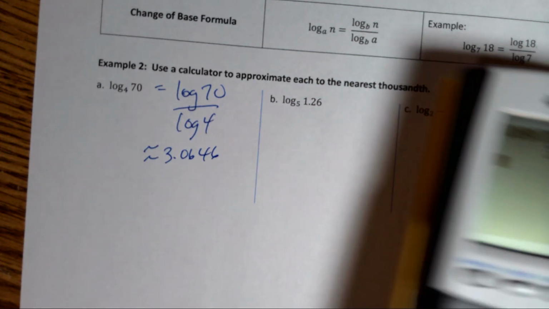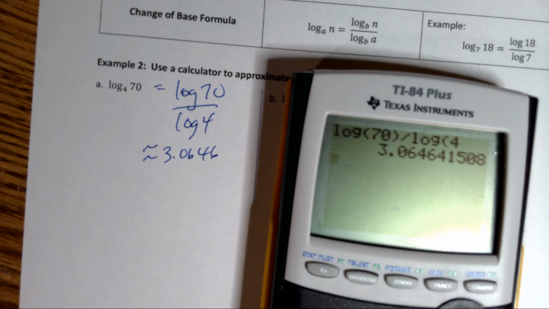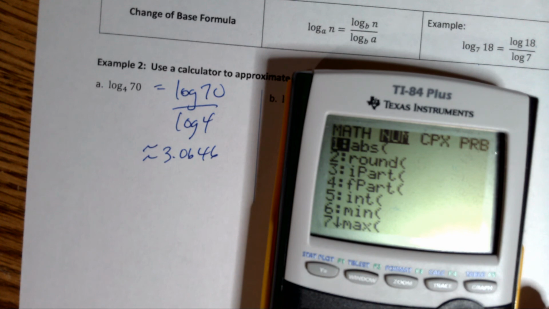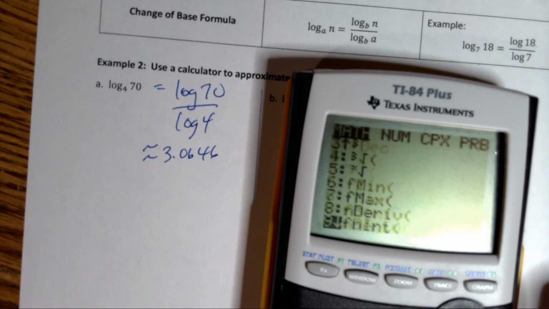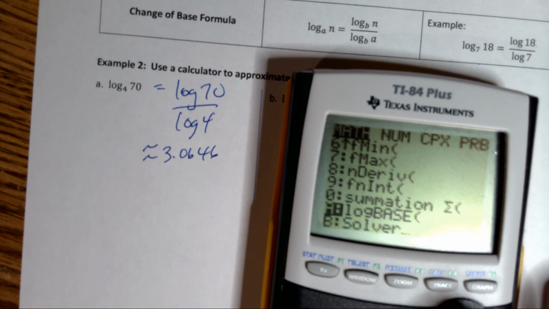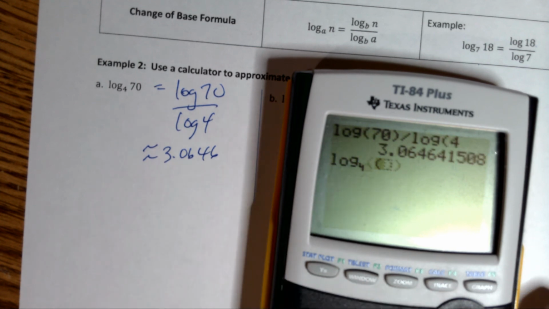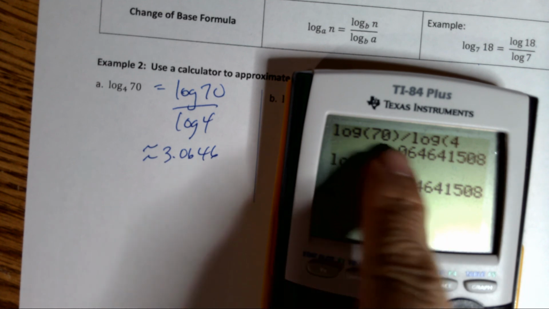3.0646. Now, if you're wondering, like, I don't know if I believe you, Mr. Schweitzer. Okay, so this calculator has logs on here, if I can find it. Is there a log on here? There it is. There's log. Okay, so it puts the base on there, so it's 4. Put the 70 in there. And it's the same thing, okay? But you saw how much work it took to get that log phrase for it. It's easier to just do log of 70 divided by log of 4.